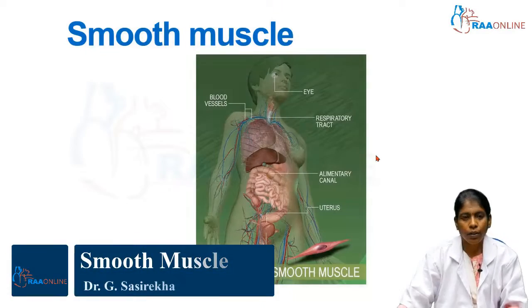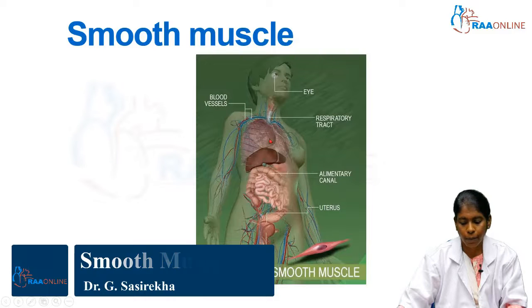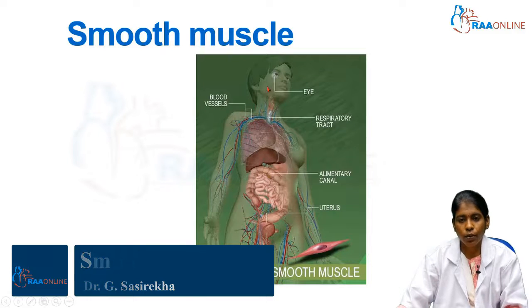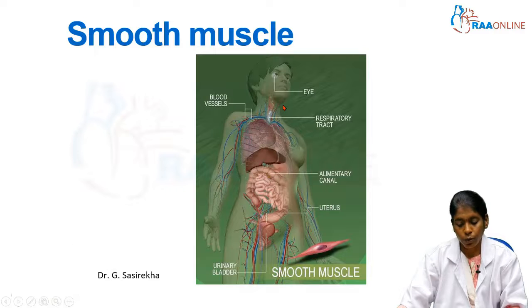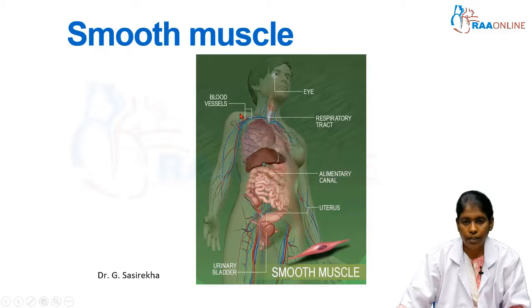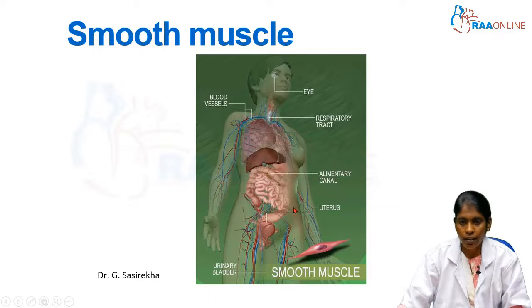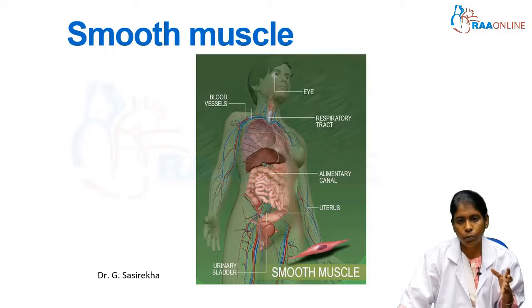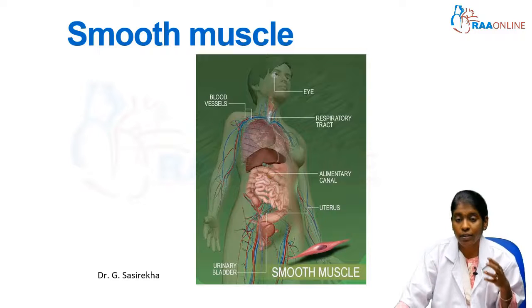In this video, we are going to learn about the smooth muscle in detail. This picture shows the different locations of the smooth muscle. So, the smooth muscle is located in the eyes, especially in the ciliary muscles and iris of the eye, and then in the blood vessels, respiratory tract, gastrointestinal tract, uterus, urinary bladder, etc. And in each of these locations, smooth muscle contraction serves different functions.